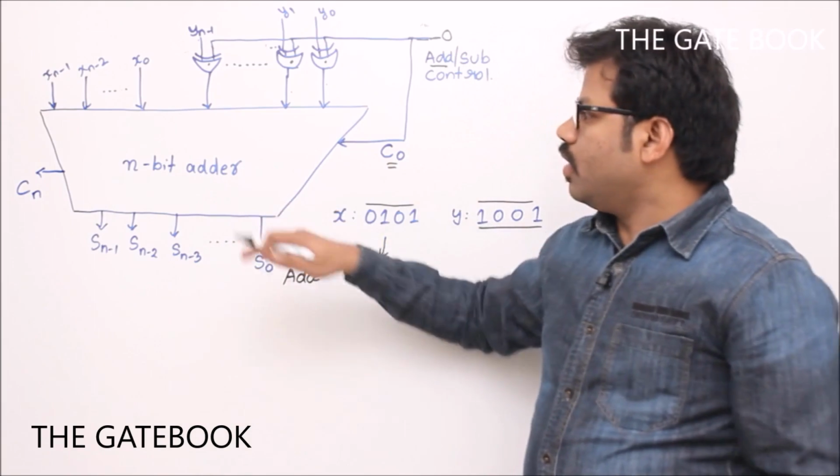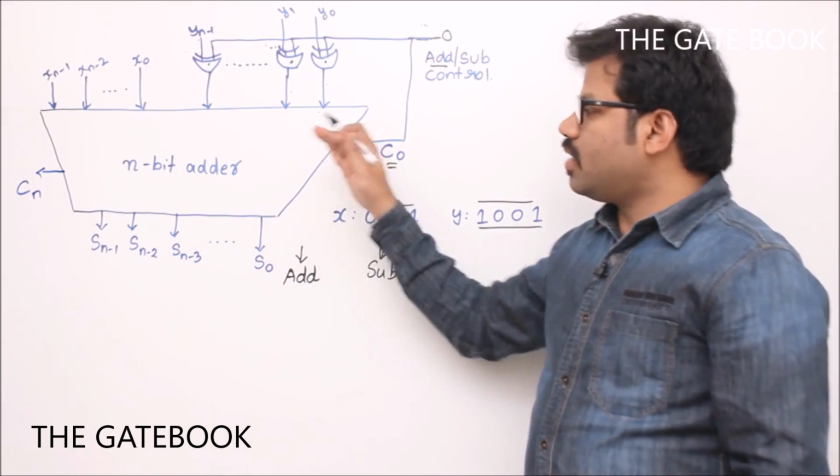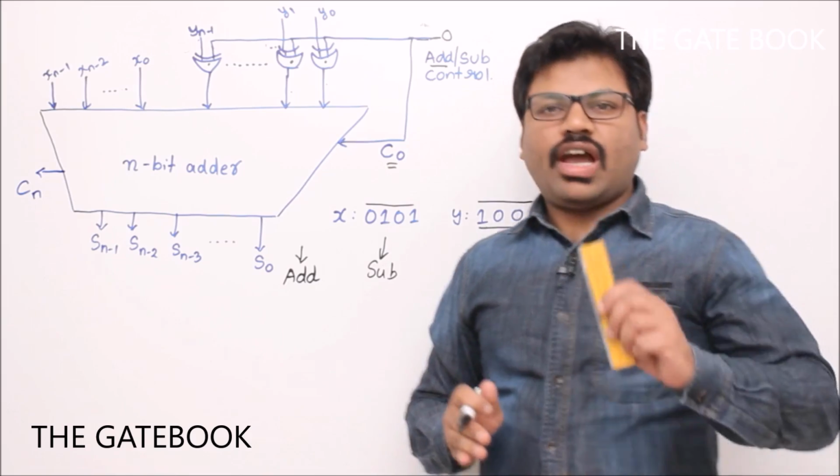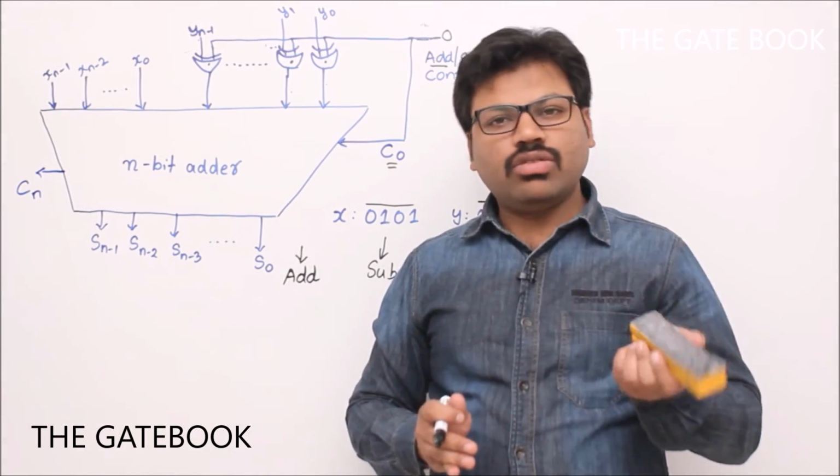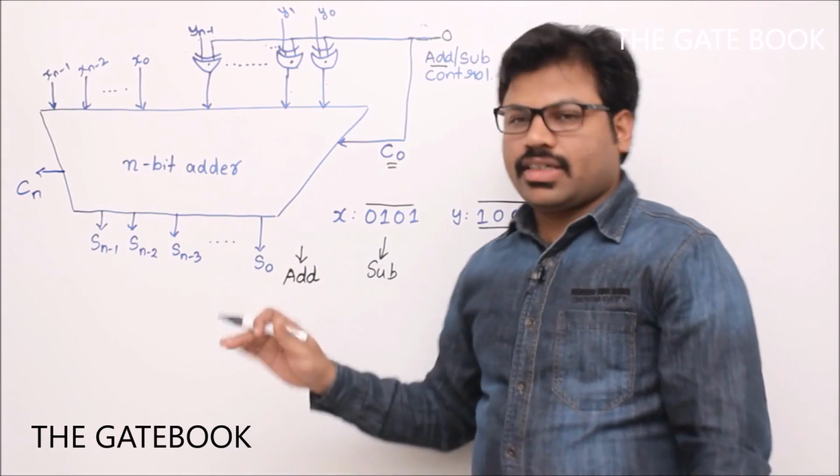Let us see this circuit. This circuit is going to represent addition and subtraction. Already I told you that. If you have an adder circuit, that is sufficient, we can do subtraction also. How to do addition and subtraction? Let's recall.